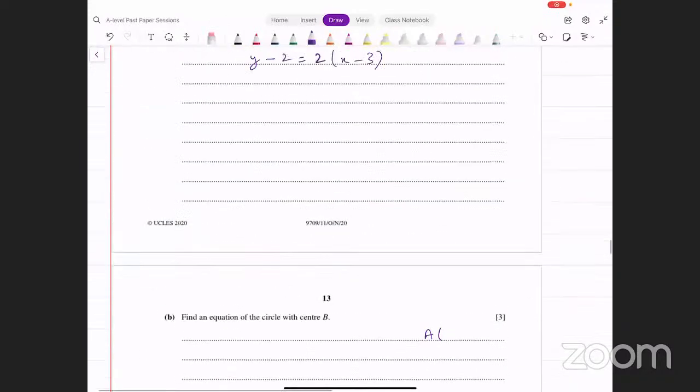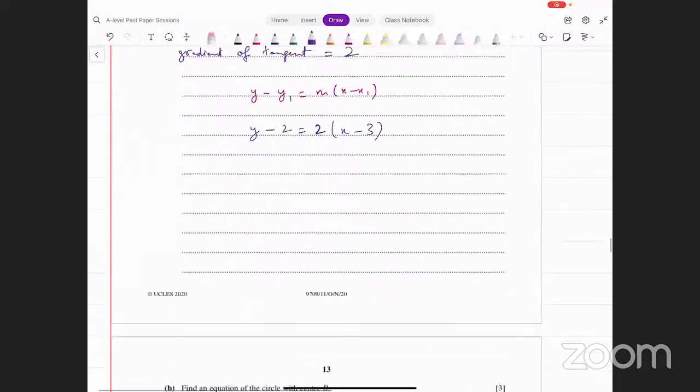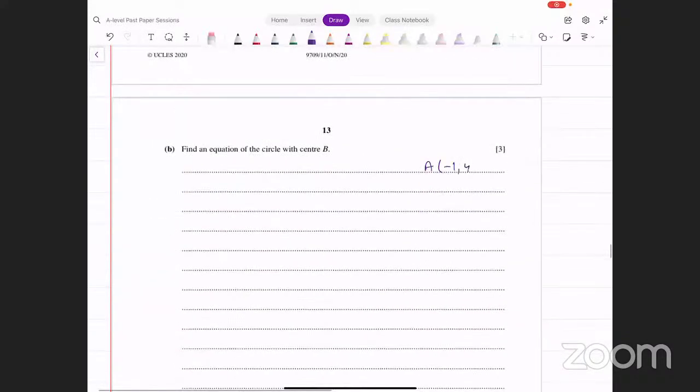A point क्या था? A is -1, 4 and B is 3 and 2. Let's find the length AB first. Square root of x2 minus x1 whole square, that's 3 plus 1 whole squared, plus y2 minus y1 whole square, that's 2 minus 4 whole square. What do we get from this? We get square root of 4 का square, that's 16.